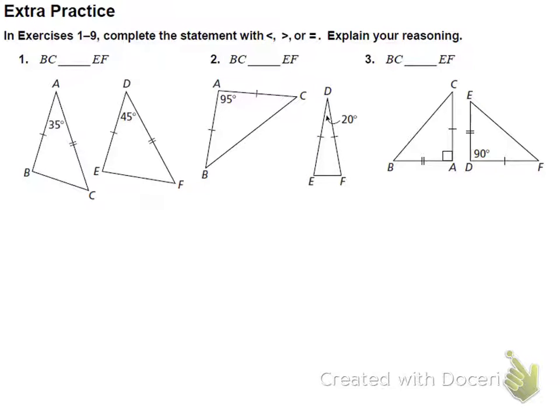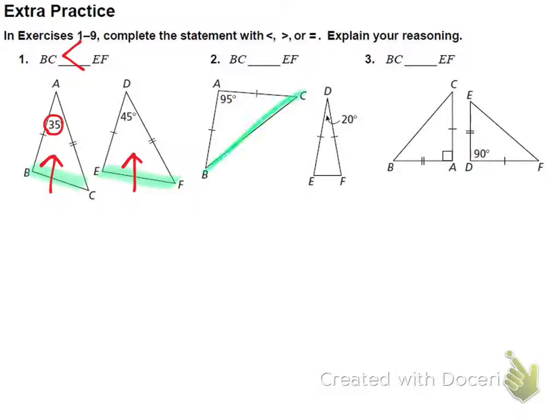These 3, we're comparing BC and EF. You can honestly sometimes just use your eyes, but BC is across from 35, EF is across from 45. So BC, is it less than, greater than, or equal to? It's less than, because it's across from the smaller angle.